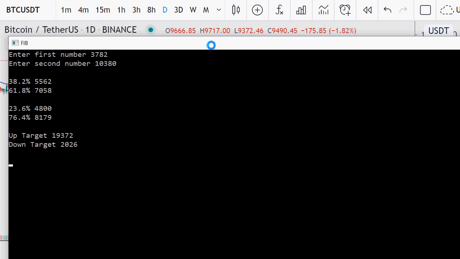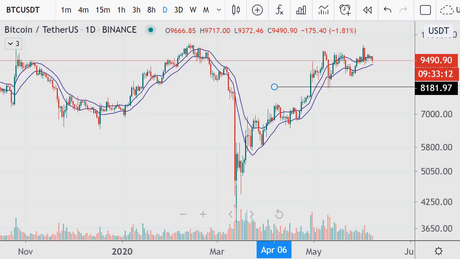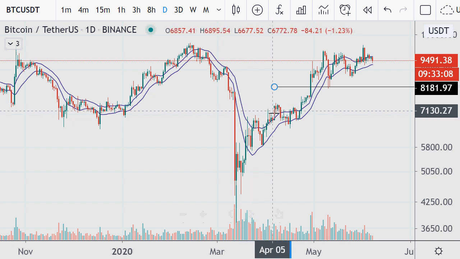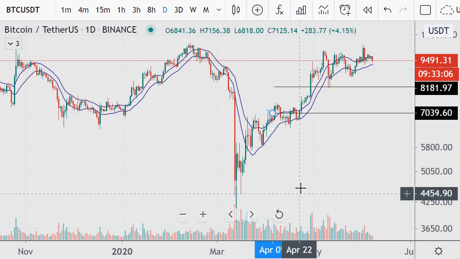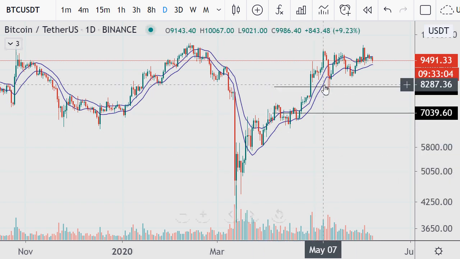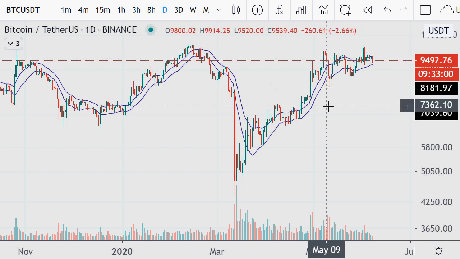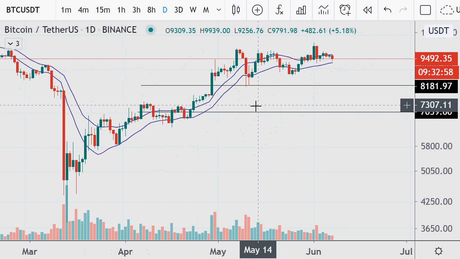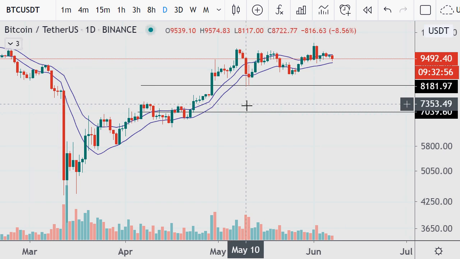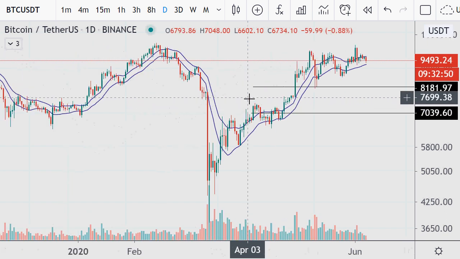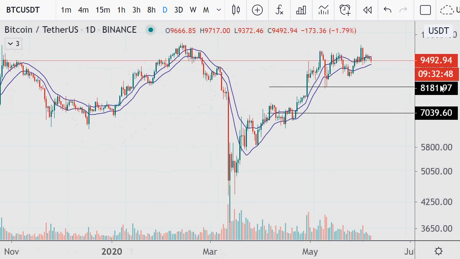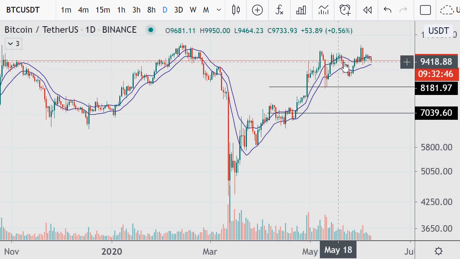So 8,100 even and 7,000 even would be the easiest ways maybe to remember such. We can see already that from this high, we've already managed to come down once to this 81 level, and pretty much an exact hit and a barely level pierce with the 8,117 lows.